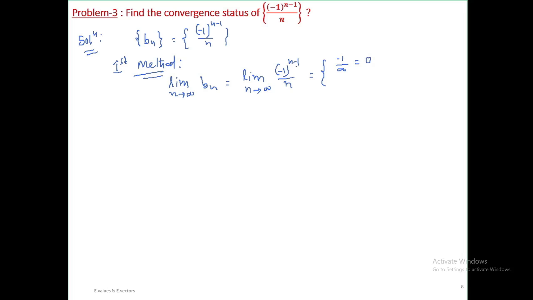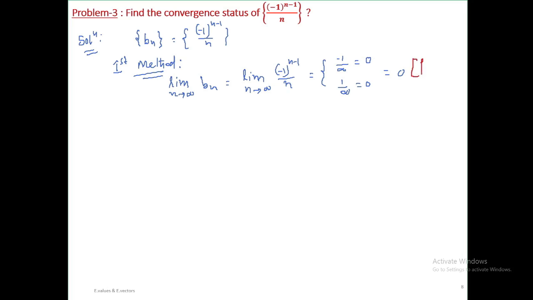And what about this? If n is an odd number, n minus 1 is an even number. Minus 1 whole to the power of an even number is 1, divided by an odd number. n is an odd number. So that is infinity, which is an odd number, that is 0. We are getting the same limit, 0. Therefore the sequence converges, and which is a finite number, right? So this is a finite number.